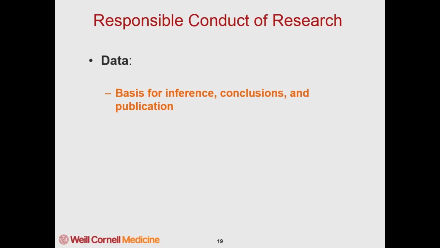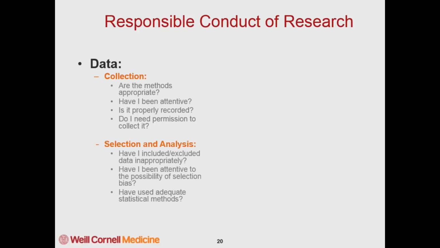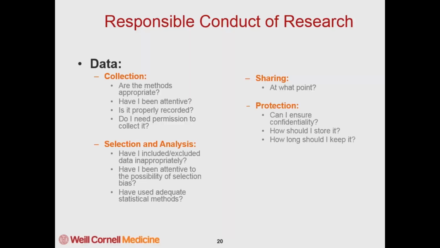But data obviously is the basis for our inferences, for our conclusions, and obviously what we publish. So concerns about how data is managed, how it's collected, how we select and analyze the data that we use, at what point we share data, how much we share, how we protect the data, particularly when we are using human data, and who owns the data. All of these things can create important ethical conflicts, and can derail the science that we conduct.